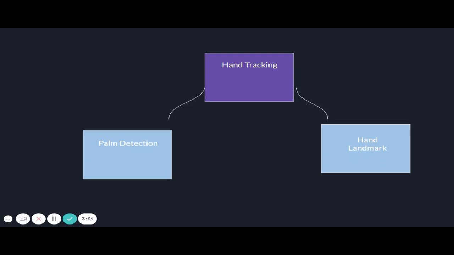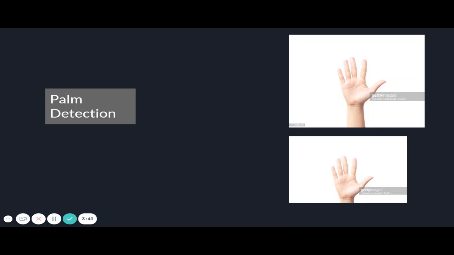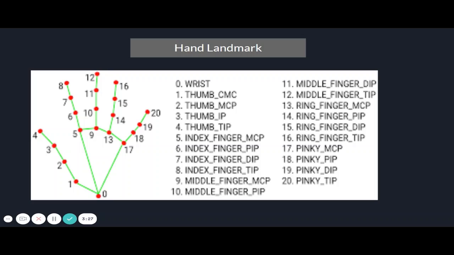So we will have two modules in hand tracking. First is palm detection and second is hand landmark. First, to detect the hand palm, we will take a cropped image like you can see over here, the second image. We will give this type of image for model training. Basically, in hand landmark, we will have 21 landmarks in the hand by which your module will be able to recognize your hand movement.